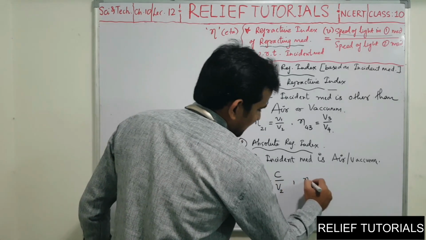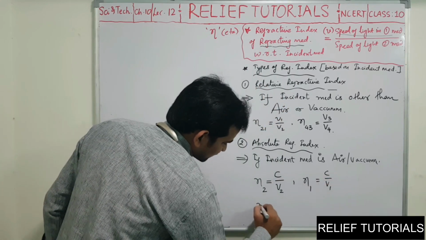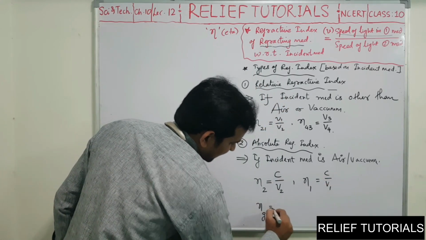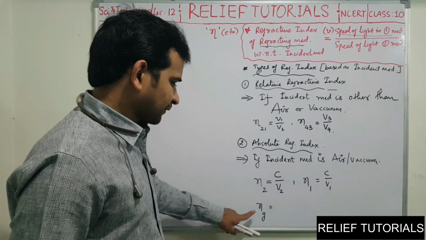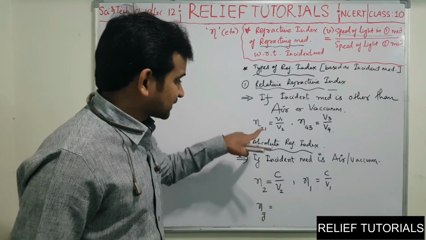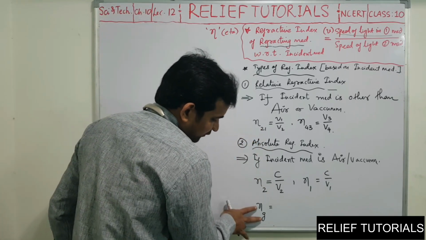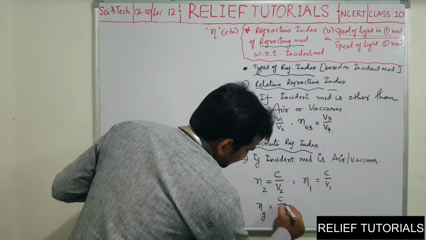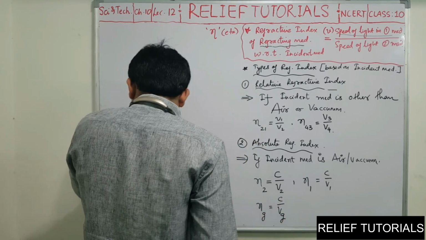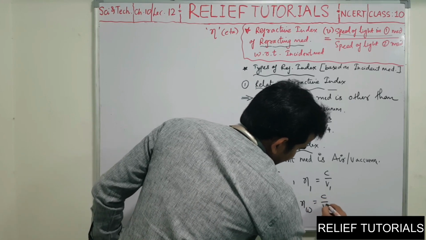If I ask you eta 1, then C by V1. If I ask you eta G for glass, the refractive index of glass with respect to air, air means that would be the absolute refractive index of glass. Absolute refractive index of glass is C by Vg. Absolute refractive index of water means C by Vw.